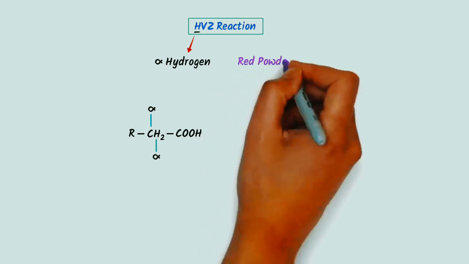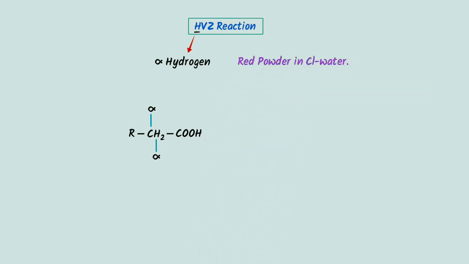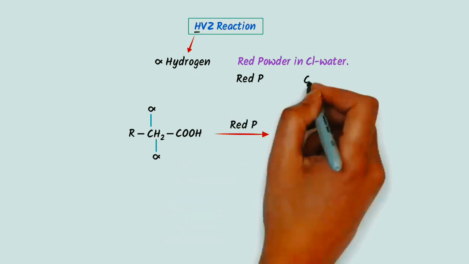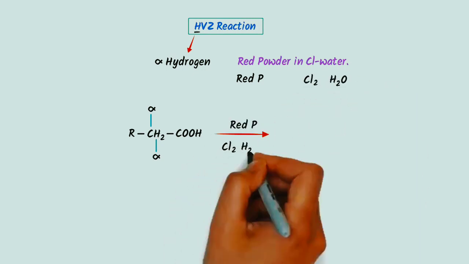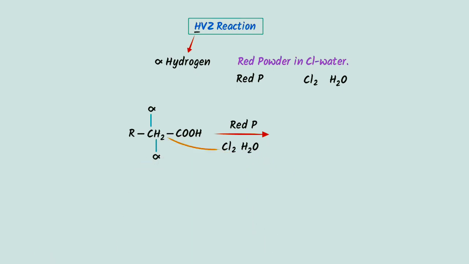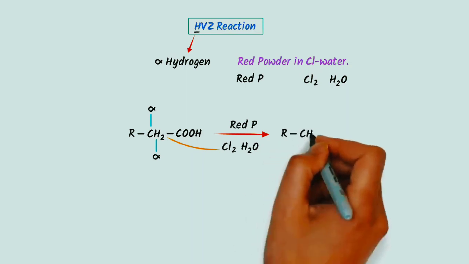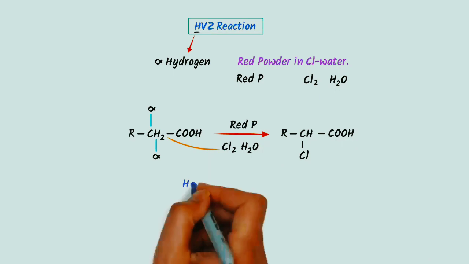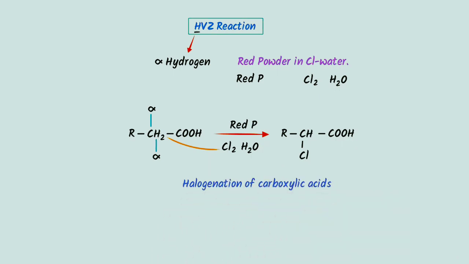Secondly, I write red P, Cl2 and water. This red P stands for red phosphorus. Cl2 stands for chlorine gas and water is H2O. These are the reactants of this reaction. We already know that alpha hydrogen is displaced. So this chlorine will displace one alpha hydrogen. I rewrite the compound. In case of one alpha hydrogen, I write chlorine on the alpha carbon. Remember that this reaction is used for the halogenation of carboxylic acid.